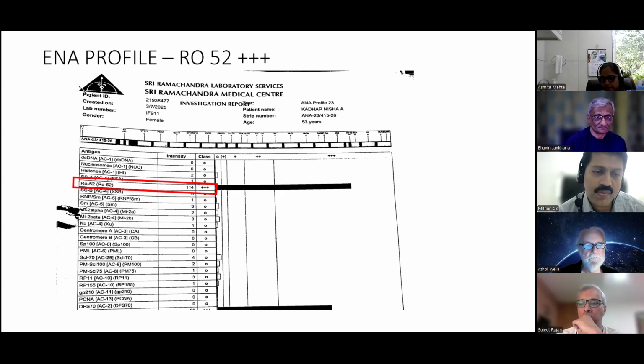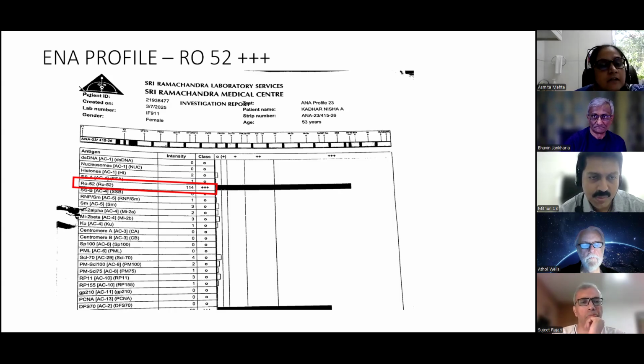But if Ro52 is positive, what you have to look for is SSA antibody. If that is negative, then look at the myositis profile. You need to do the myositis antibody profile because Ro52 is considered a myositis associated autoantibody. Here, I think they have done something, but not the full panel. You have to do the myositis panel. Yes, we have to do the myositis panel. This is some extended ANA profile.